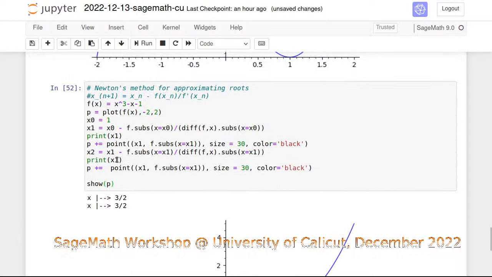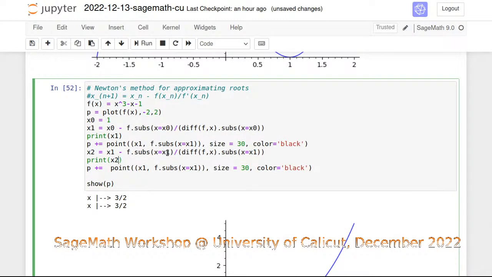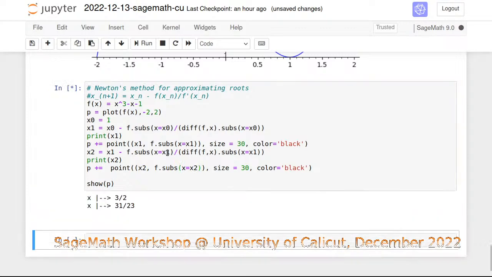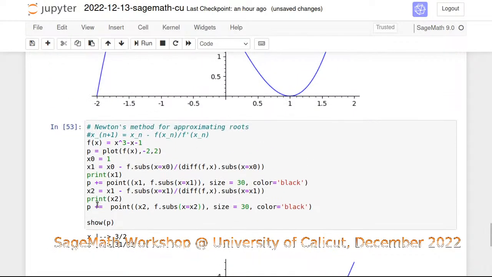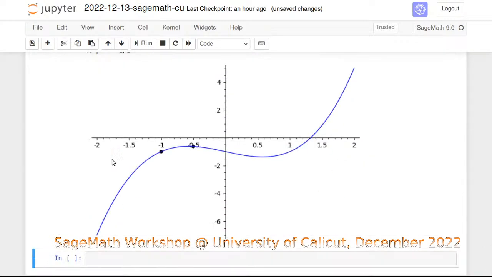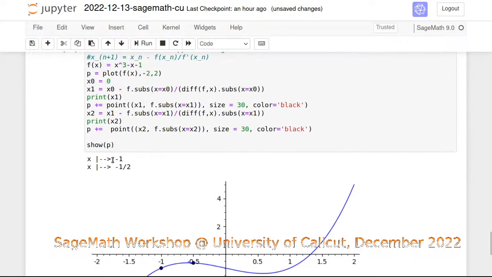Why is it appearing twice? Okay, x2. See that it's becoming closer. If we start as previously, it's coming like this, right?